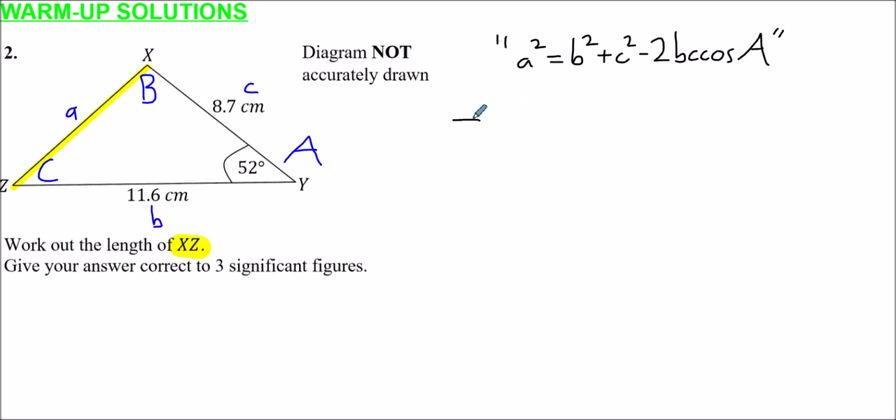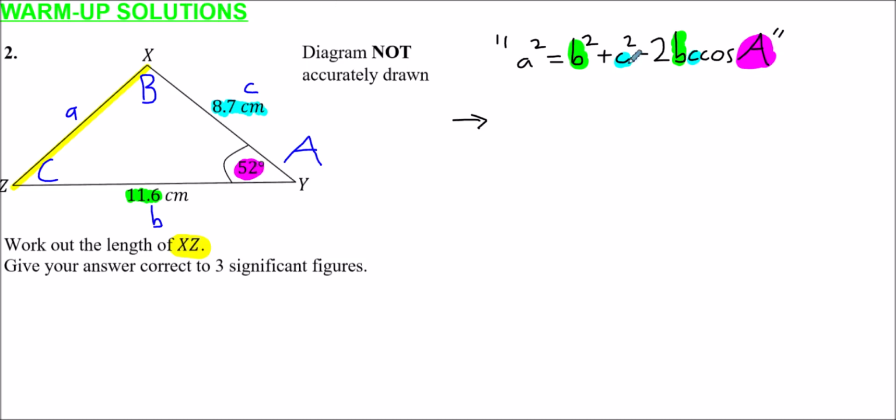And we can then just plug in the values. So we want to find A, which is over here. What do we know? Well, side B we know is 11.6, and we know side C is 8.7. We also know angle A, so we can highlight angle A if you wanted to. Angle A is 52 degrees.